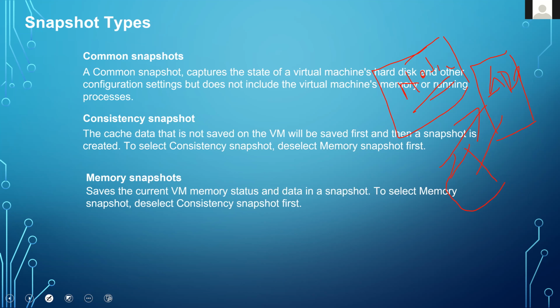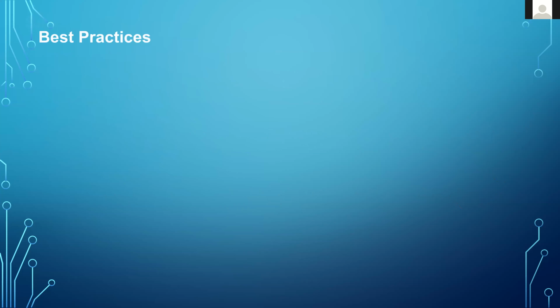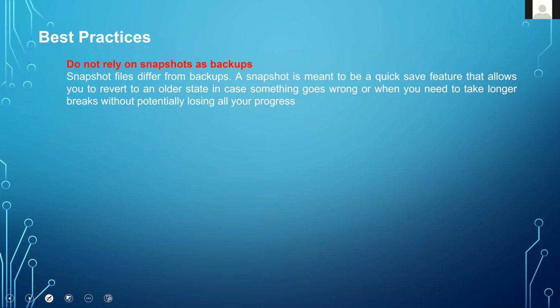Okay, let's see what the best practices for snapshots are. A snapshot is not actually a backup. Snapshot files differ from backups. A snapshot is meant to be a quick save feature and allows you to revert to older states in case something goes wrong, for example when applying some patches at the operating system level, or maybe when you are doing some software development.